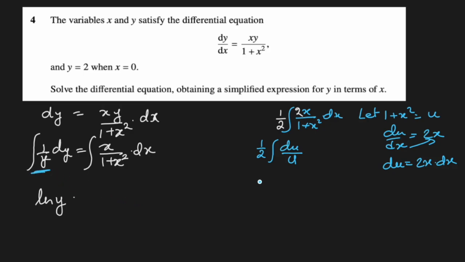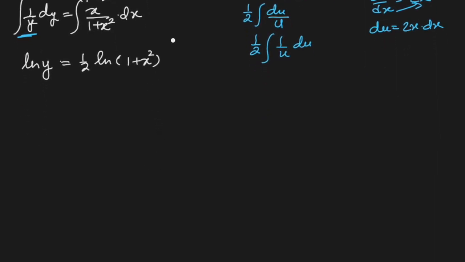So we can write something like this, half 1 over u du, and that gives us the integration equal to half ln u. And what was u? 1 plus x squared, because u was our creation. Whenever we write here, we should come back to what was originally there in the question. Okay, plus c. Okay, before I evaluate c, let's combine these two. So ln y minus half natural log 1 plus x squared is equal to c.